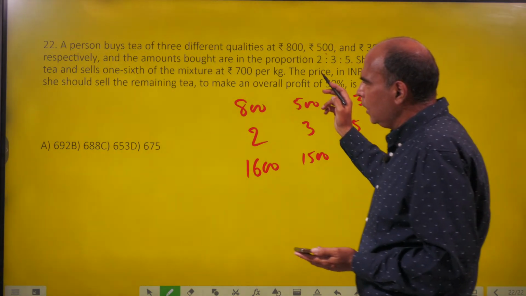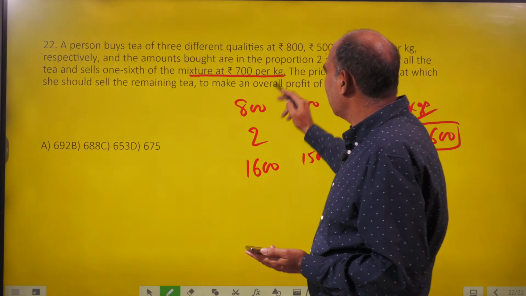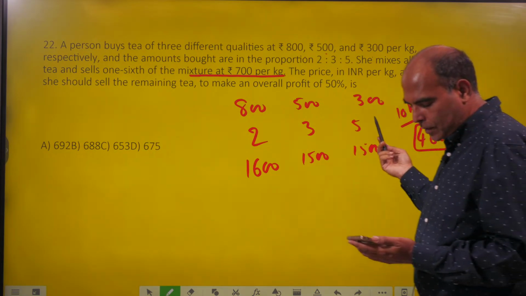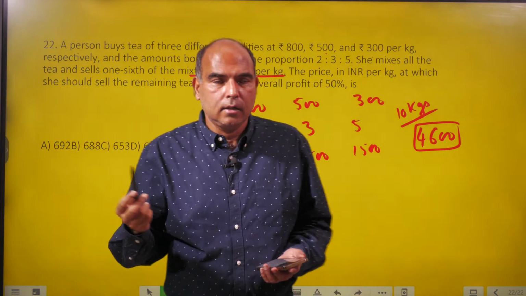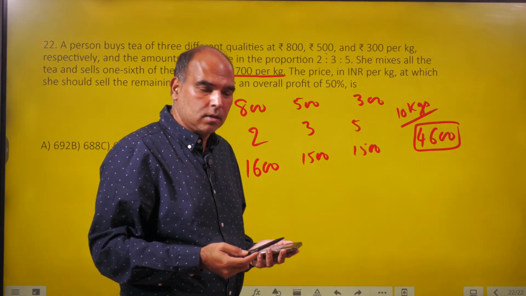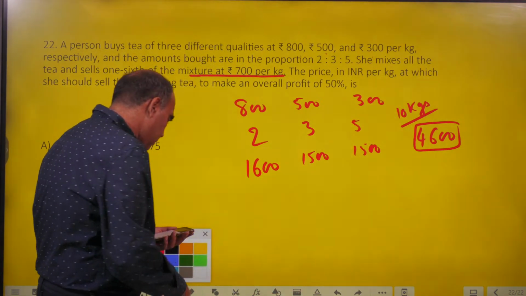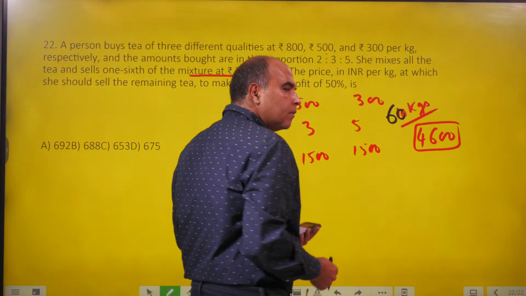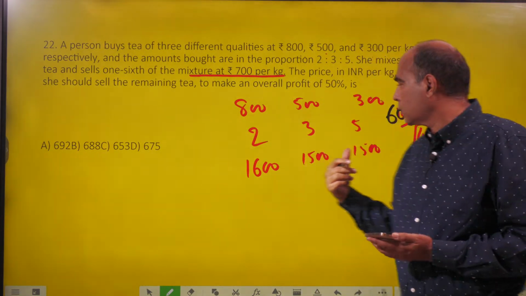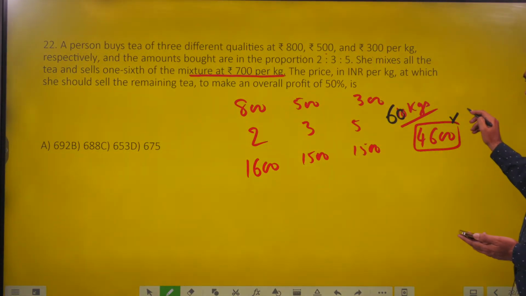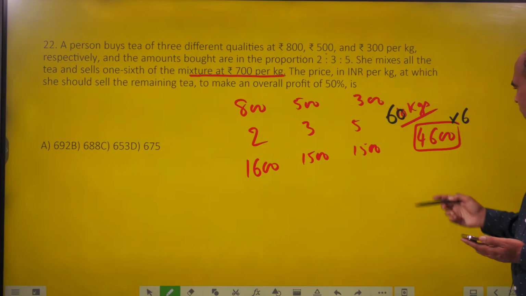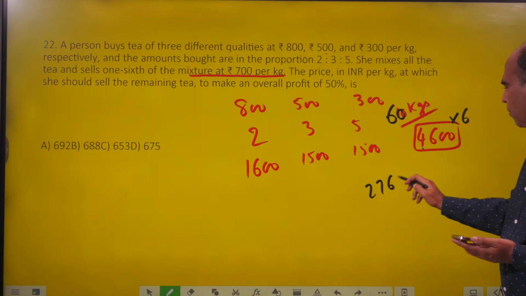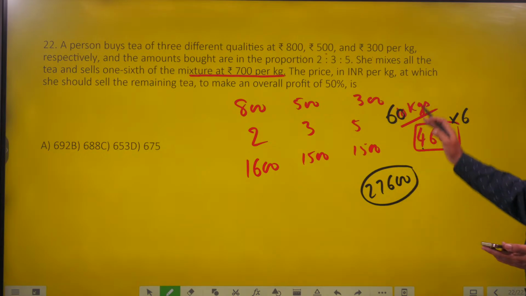She mixes all the tea and sells 1/6 of the mixture at rupees 700 per kg. So if I am going for 10 kgs, 1/6 of the mixture is going to be 1.66 kgs, right? But that's going to go into decimals. So what I'll do to be smart here is, instead of thinking of 10 kgs, I'll think of maybe 60 kgs. So if 10 kgs cost 4600, 60 kgs ka total cost will be 4600 into 6. 4000 into 6 is 24,000. 27,600 is my total cost for 60 kgs.